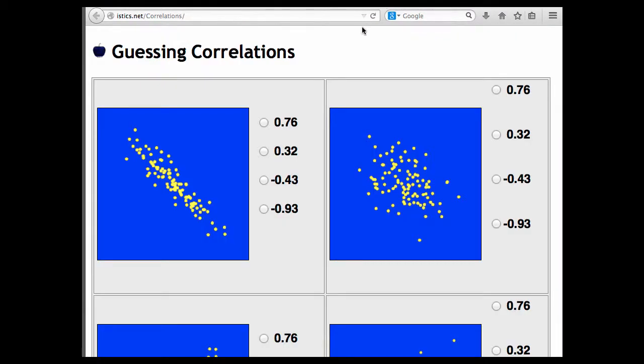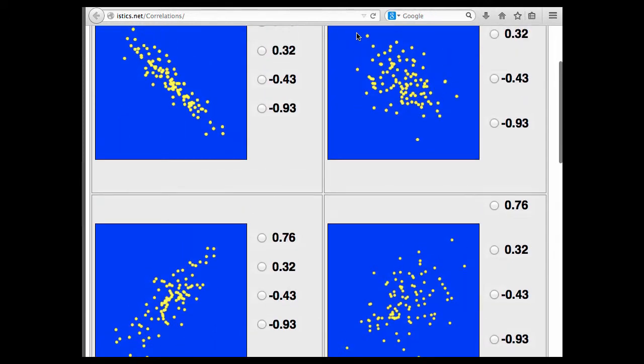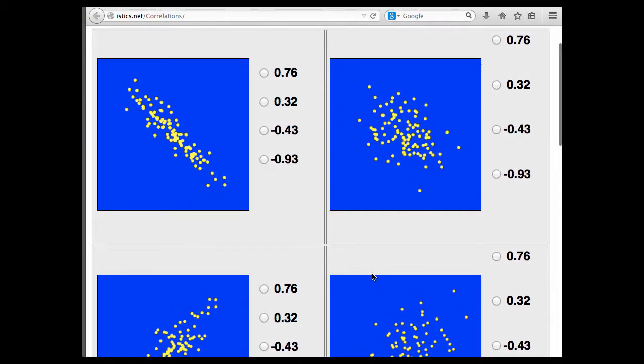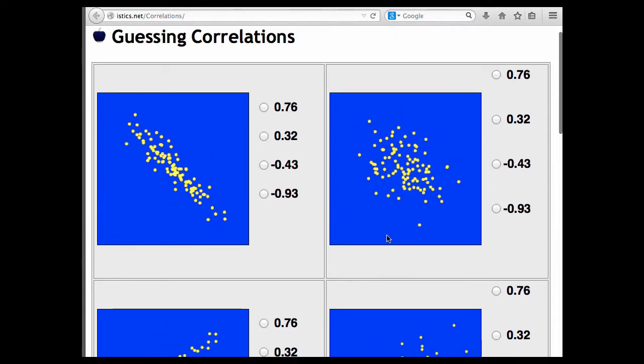So you might not have the same graphs I do. Just FYI, these are the ones I got. If you take a look at the graphs you have, you should notice all the correlation coefficients in these four problems are the same. What changes is the graph. All right.